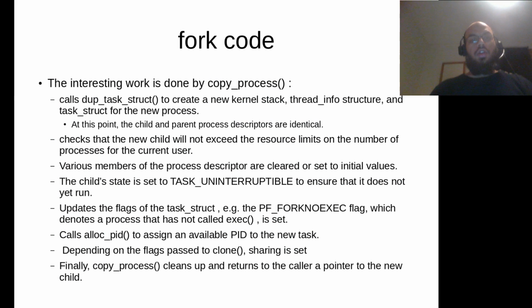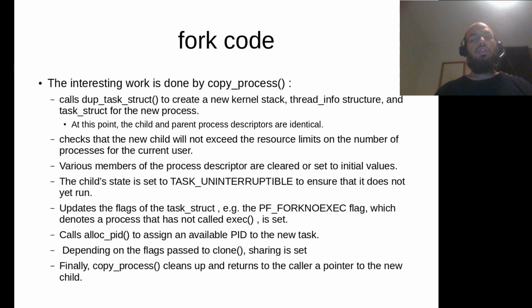Okay. So the interesting work, as we said, is done in copy_process, and this is a list of the things that copy_process does. It creates a new kernel stack, thread infrastructure, and task structure for the new process. Right now, both the child and parent process are identical, because it's just replicating it. And then it checks that the child is actually allowed to be spawned, because, as we said during the class, you might have a limit on the number of children that this process can start, and you check that you're not exceeding the resource limits on the number of processes.